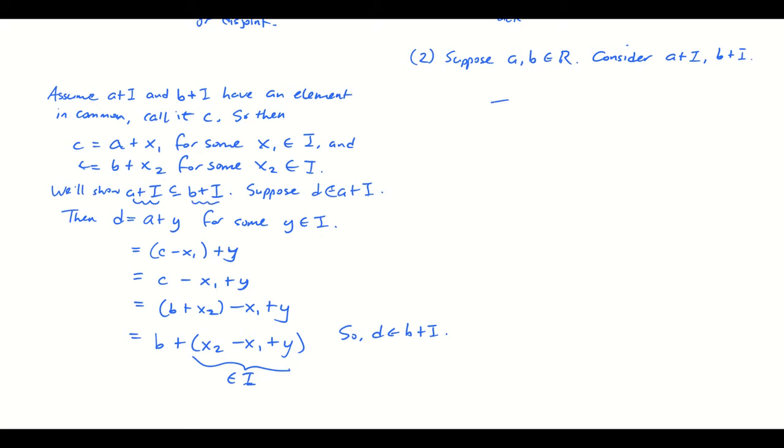So therefore, A plus I is a subset of B plus I. And I'll spare you the other argument. It's pretty much the same reasoning. You start with something belonging to B plus I, you re-express B in terms of C, and then use that C to get over here into something in terms of A. Quite nice.